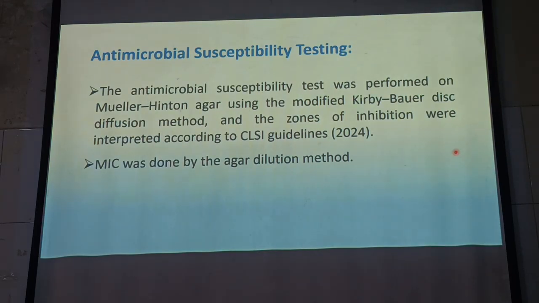Antimicrobial susceptibility testing. The antimicrobial susceptibility test was performed on Mueller-Hinton agar using the modified Kirby-Bauer disk diffusion method, and the zones of inhibition are interpreted according to CLSI guideline 2024. MIC was done by agar dilution method.